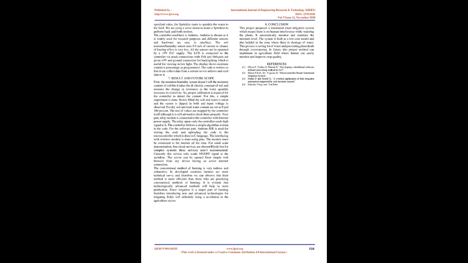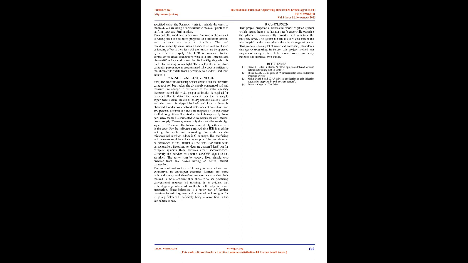The conventional method of farming is very tedious and exhaustive. In developed countries farmers are more technically savvy, and therefore we can observe that their methods are more efficient than those who are practicing conventional methods of farming. It is evident that technologically advanced methods will help in more production. Since irrigation is a major part of farming, introducing new and advanced technologies for irrigating fields will definitely bring a revolution in the agriculture sector.